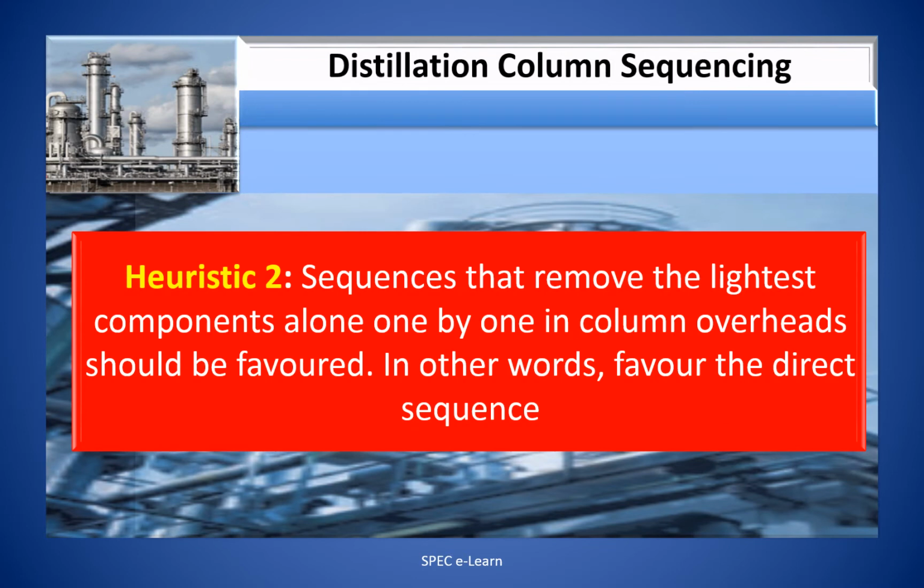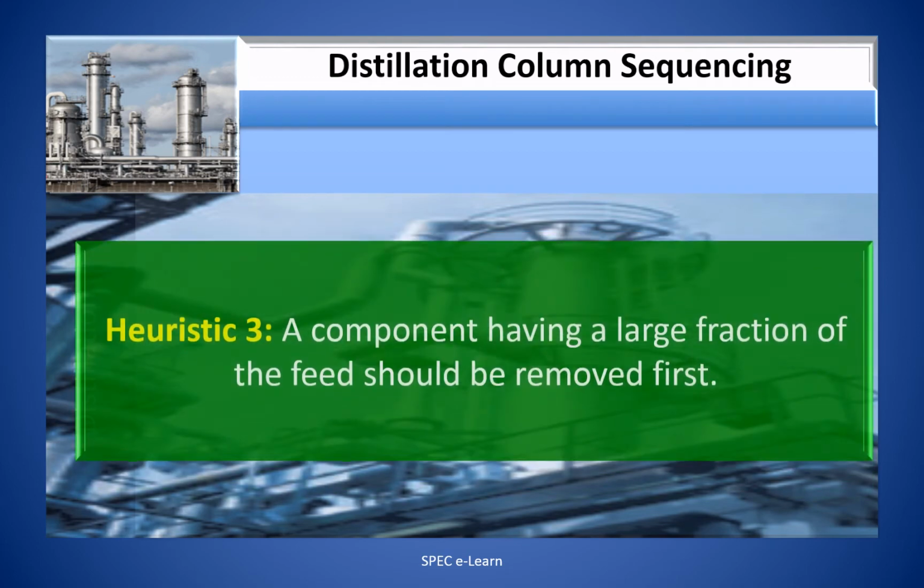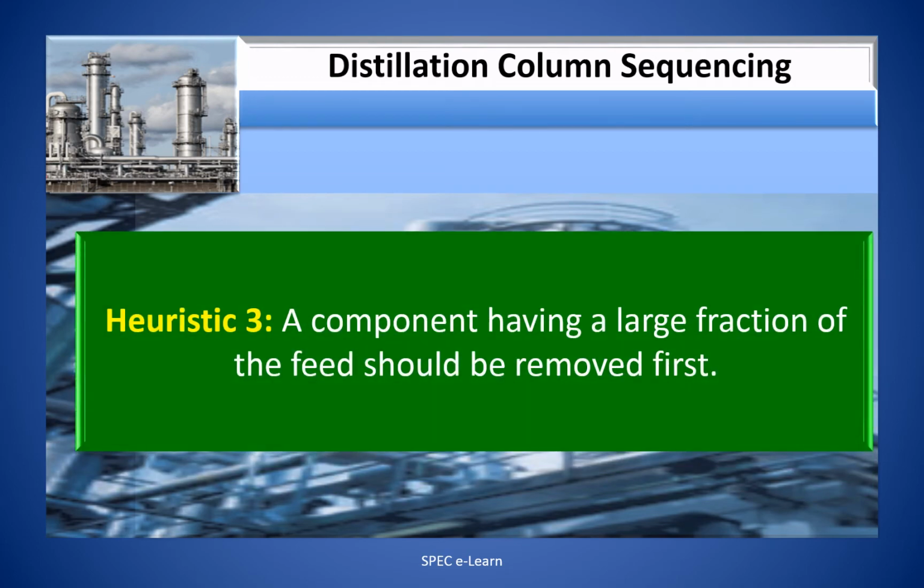Heuristic 2. Sequences that remove the lightest components alone one by one in column overheads should be favored. In other words, favor the direct sequence. Heuristic 3. A component having a large fraction of the feed should be removed first.